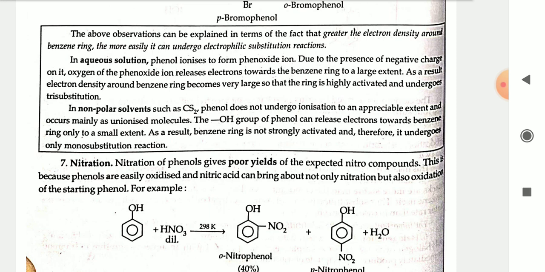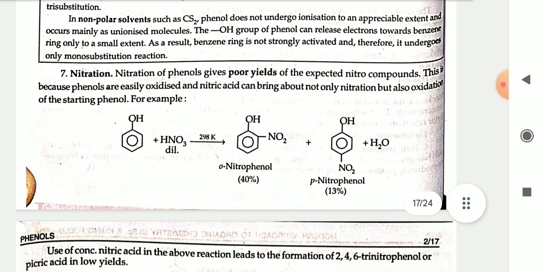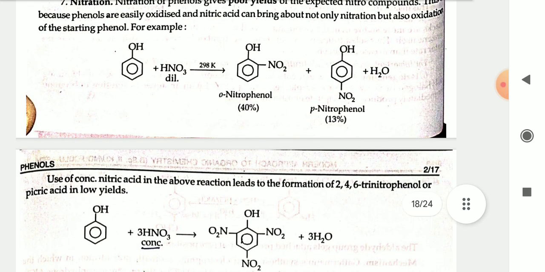Seventh is nitration. Nitration of phenol gives a poor yield of the expected nitro compounds. This is because phenols are easily oxidized, and nitric acid can bring about not only nitration but also oxidation of the starting phenol. Phenol with dilute HNO3 at 298 Kelvin forms 40% of o-nitrophenol and 13% of p-nitrophenol. Use of concentrated nitric acid in the above reaction leads to the formation of 2,4,6-trinitrophenol, or picric acid, in low yield.